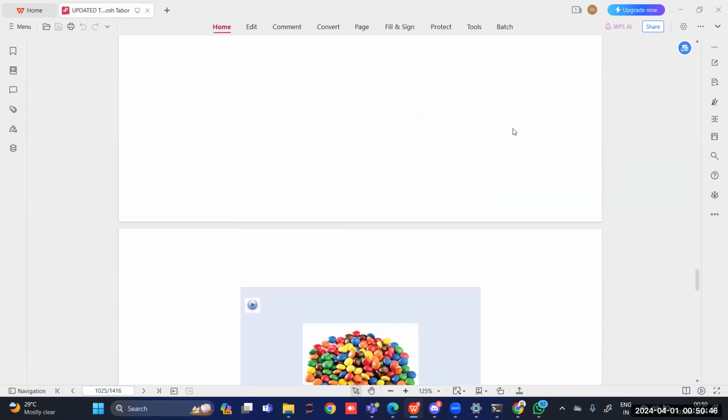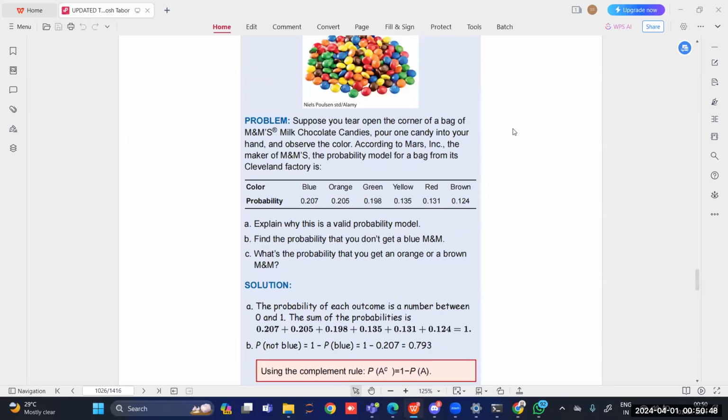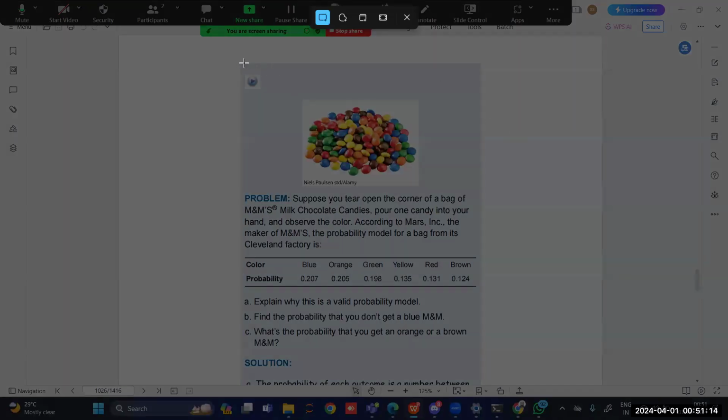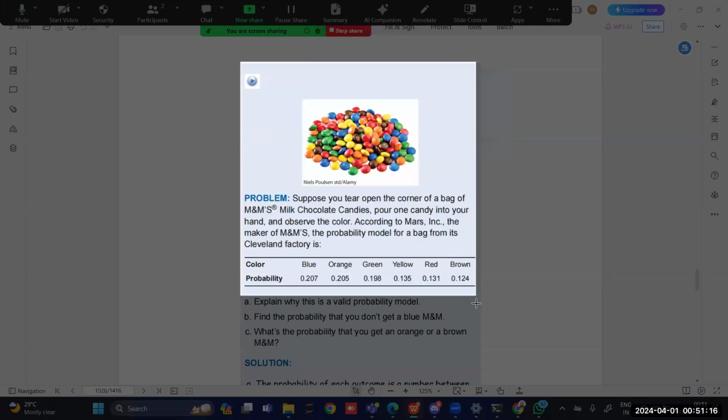Read this one. Suppose you tear open the corner of a bag of M&M's milk chocolate candies and pour one candy into your hand and observe the color. According to Mars Incorporated, the maker of M&Ms, the probability model for a bag from its Cleveland factory is given here. We'll take it on to our boards.